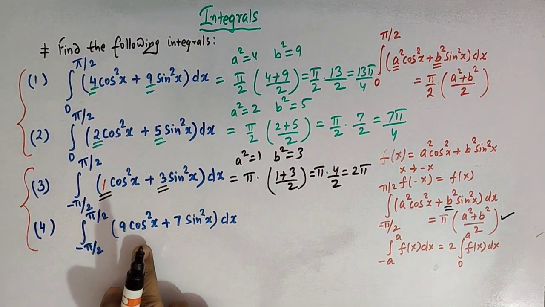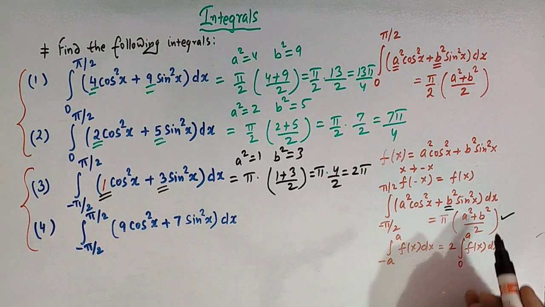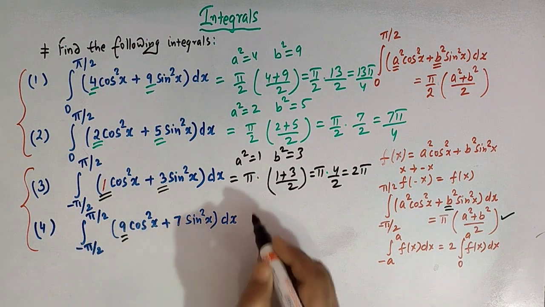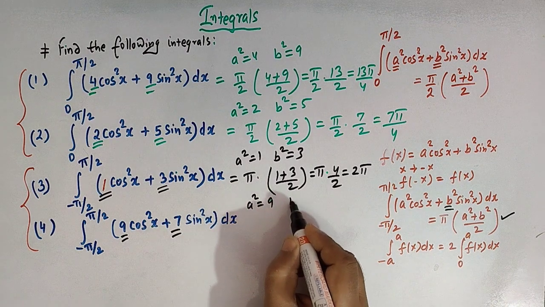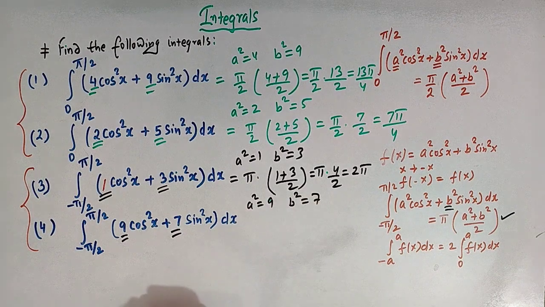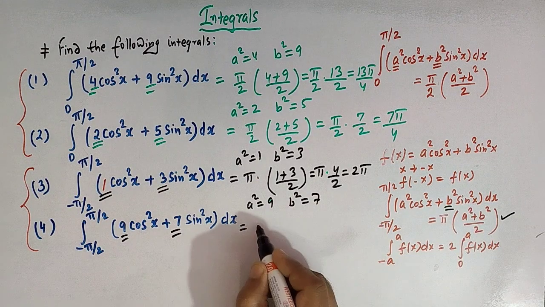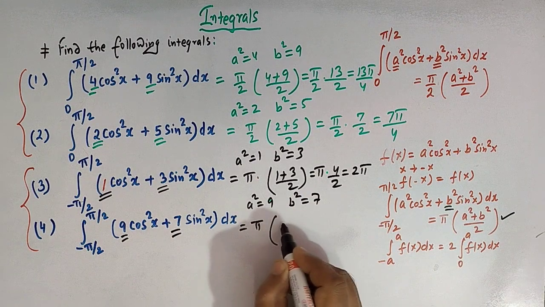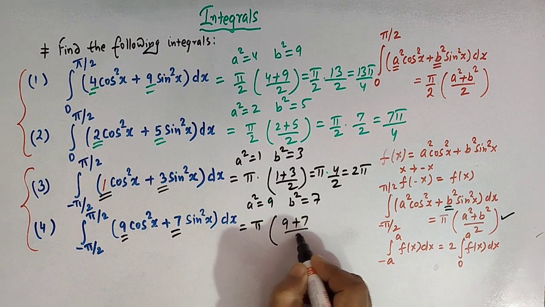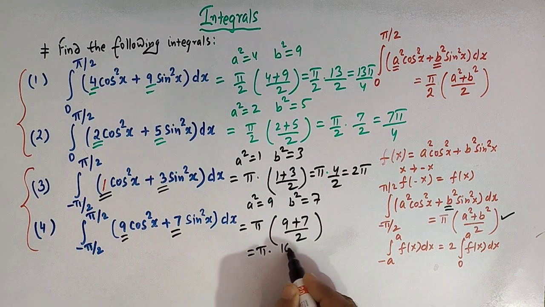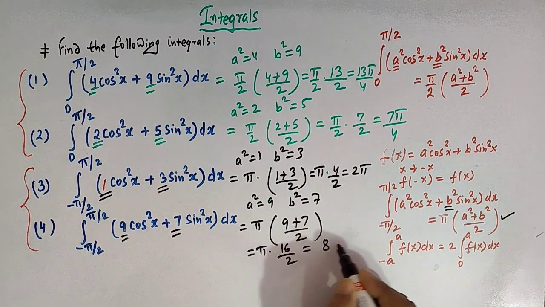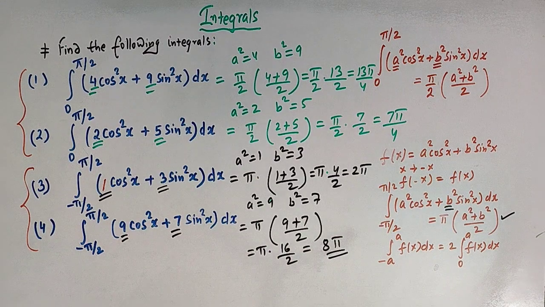Now similarly we can calculate the value of this integral by using this result. So a square is equal to 9 and b square is equal to 7. Using this result we have pi, and then we have 9 plus 7 divided by 2. This is 16 over 2, that is equal to 8 pi. So viewers, this is how we can solve these types of integrals.